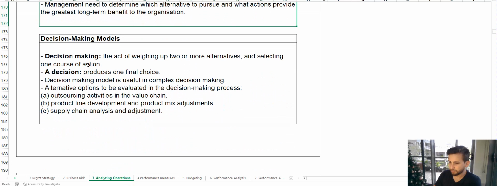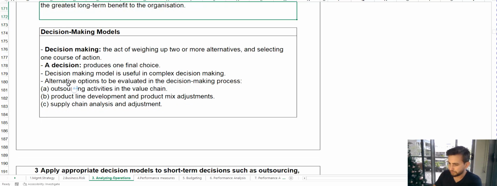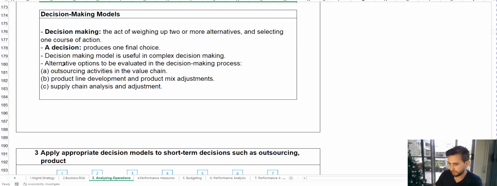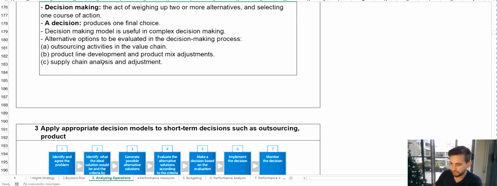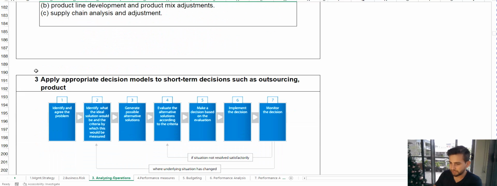So decision-making models. Decision-making is the act of weighing up two or more alternatives, for example, whether or not to outsource it, or maybe it's outsourcing, but to whom we're outsourcing it. So maybe you've got three different options, and you can consider price and reputation and so forth. So a decision produces one final choice. A decision-making model is useful in complex decision-making like this. Alternative options to be evaluated in the decision-making process are, for example, outsourcing activities in the value chain, product line development and product mix adjustments, supply chain analysis and adjustments.